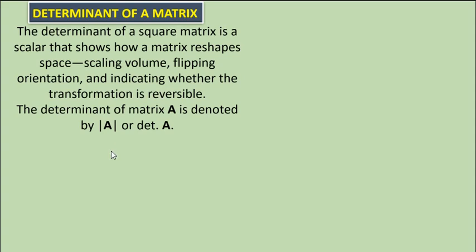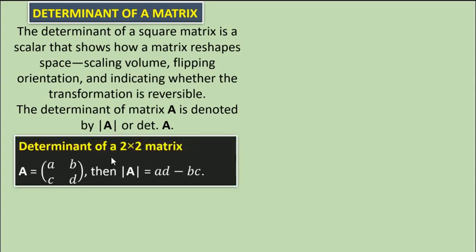So now, for a 2 by 2 matrix, the matrix A is given by this 2 by 2, having the following elements: a, b, c, d. The determinant of this matrix A is given by this. How do we get that? Very important. Please pay attention.